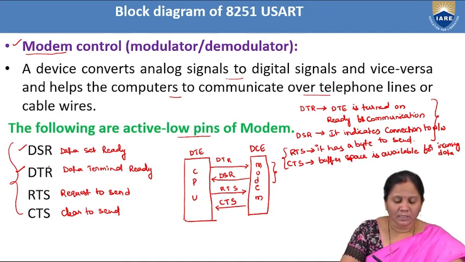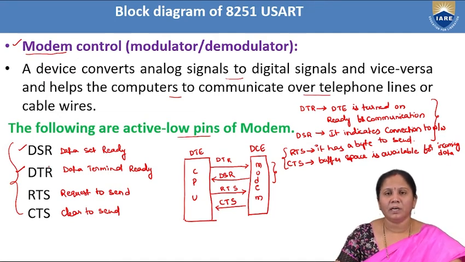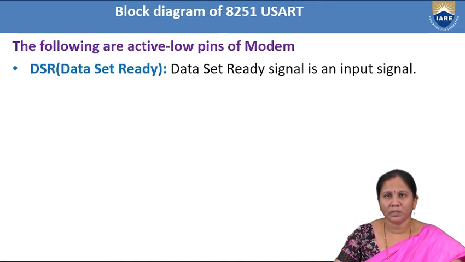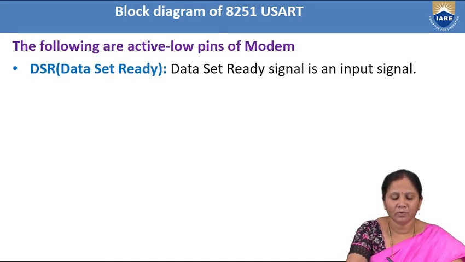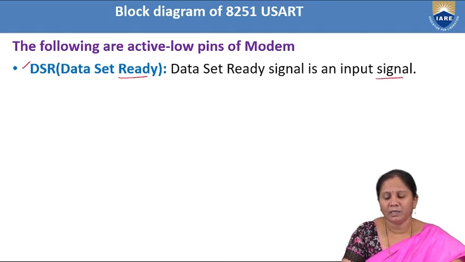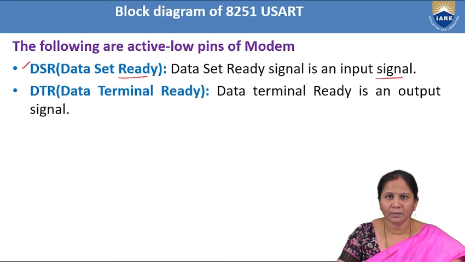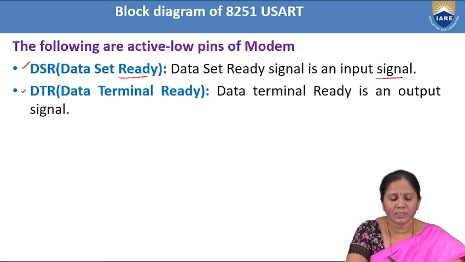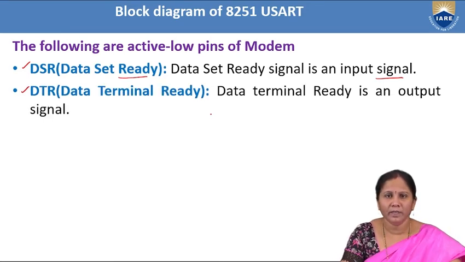Now we will discuss which one of DSR and DTR is the input terminal and which is the output terminal. These are the active low pins. DSR represents data set ready, and this is the input signal. The next one is DTR, data terminal ready, and this is the output signal.